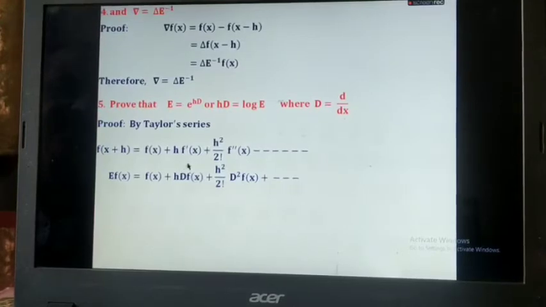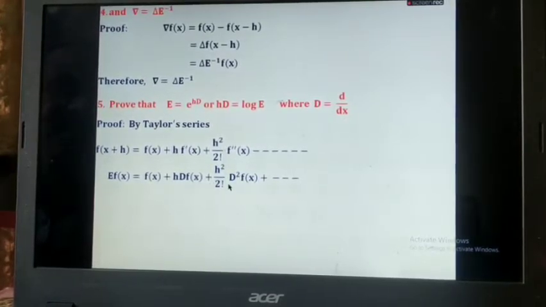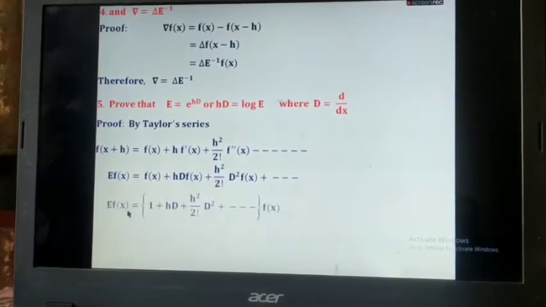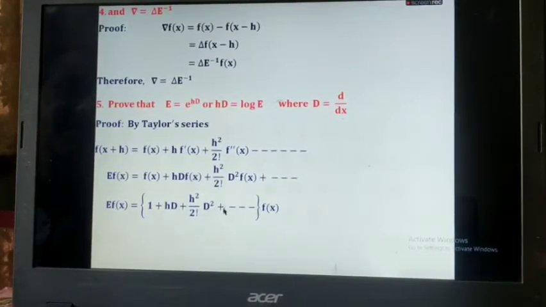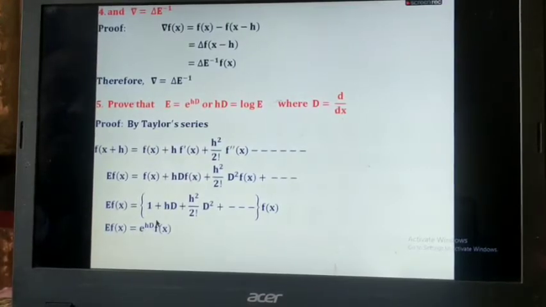Therefore, f dash x is replaced as a d into f of x plus h square by 2 factorial d square into f of x. So we have f of x in every term on the right side. Taking f of x as common, E into f of x equals 1 plus hD plus h square by 2 factorial D square plus h cube by 3 factorial D cube, and so on, into f of x. Eliminate f of x on both sides. That is, E equals e raised to hD.